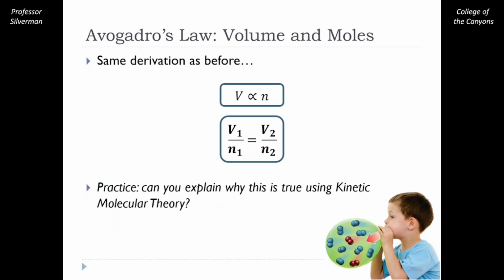Just as before, we can get our useful equation. Here we have V1 divided by N1 is equal to V2 divided by N2. For practice, try to decide why this is the case using our kinetic molecular theory.